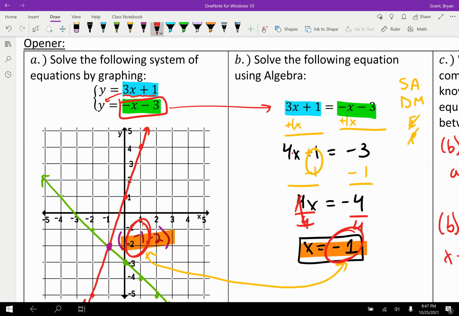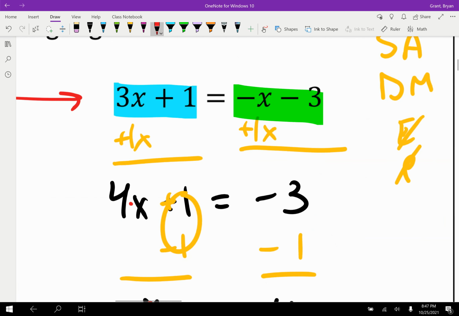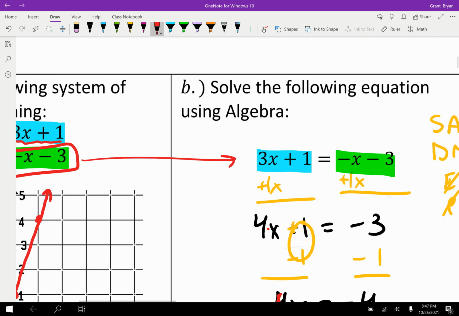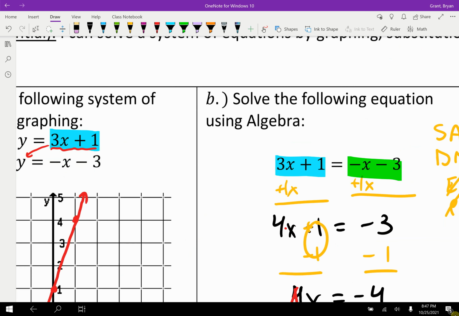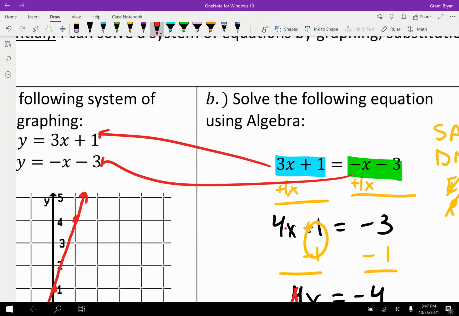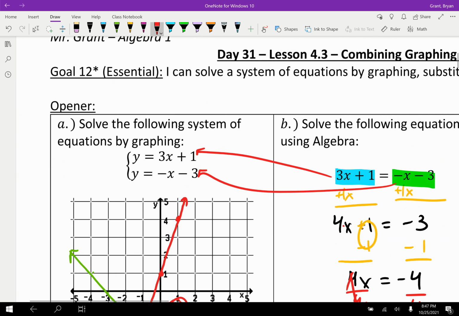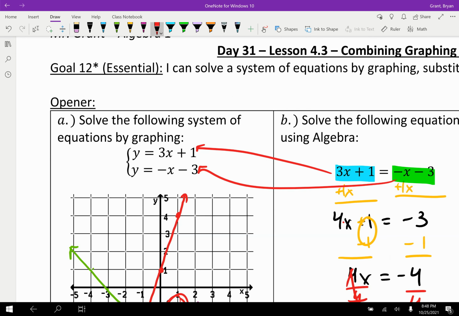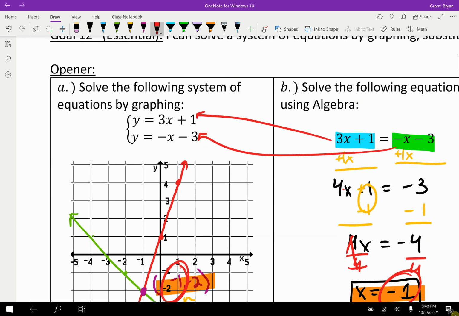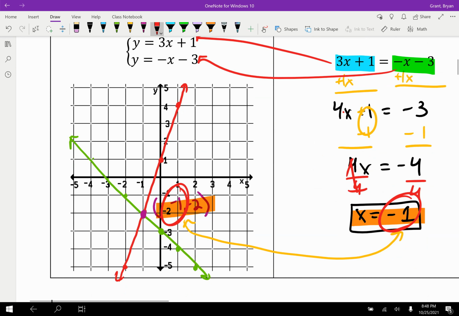What's also important to realize, though, is that we can actually work backwards. So if you were just given this equation here and said, solve this equation, and you just had that moment of brain freeze, and you're like, oh no, I don't remember how to solve it. Well, notice that we could pretty easily turn this equation into a system of equations. We can take each side of the equal sign, set them equal to y, and now we have a system of equations that you could solve by graphing.